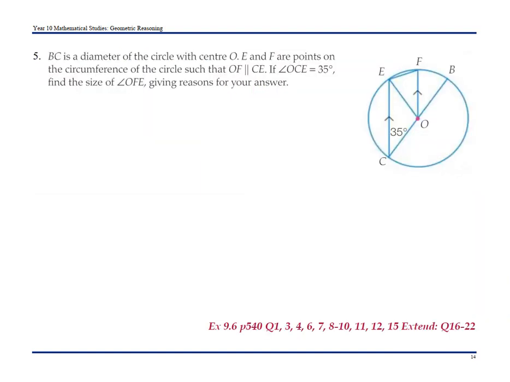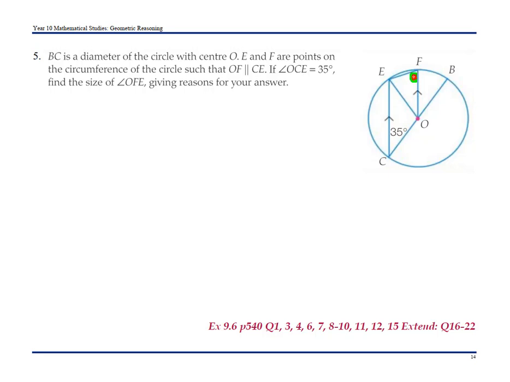Last one, BC is the diameter of a circle with center O. E and F are points on the circumference of the circle such that OF is parallel to CE. If angle OCE is 35 degrees, find the angle of OFE. I'm going to highlight what I need to find, OFE. So I'm trying to find that angle there. Or put it with a red circle, don't mind, but just so you have a focus on what you need to find. Giving reasons for your answer.